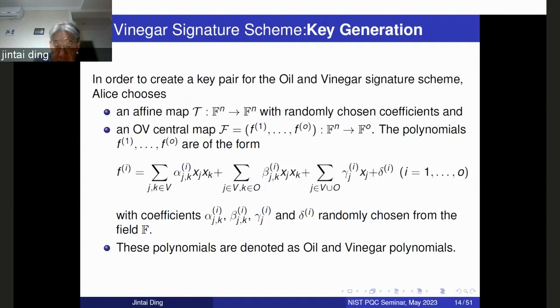Those coefficients alpha, beta, gamma, delta, and so on, are chosen uniformly at random from the field F. If you look at the polynomial system, you can see clearly something is missing, namely, there are no oil times oil terms. This is the reason we call it oil vinegar schemes. It's like oil and vinegar, they never fully mix. We call these polynomials oil vinegar polynomials. So we have two maps defined, T and F.